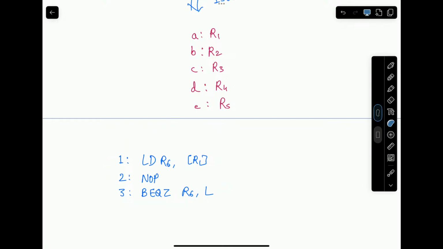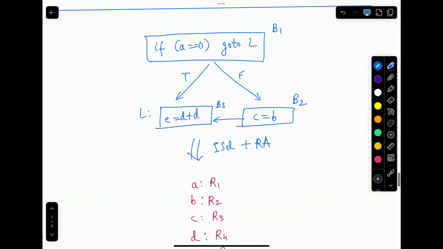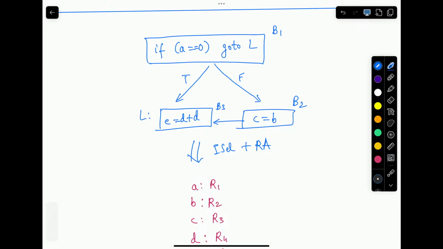Okay, this is my basic block 1 after performing instruction selection, register allocation and instruction scheduling. This is my basic block 1, B1. All of you with me? Now let's look at basic block 2. I have C equals B over there. So how do I translate C equals B?